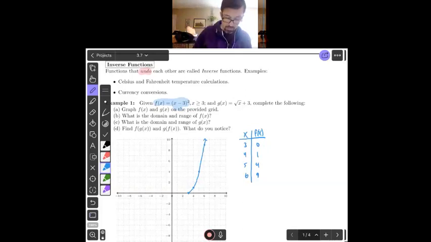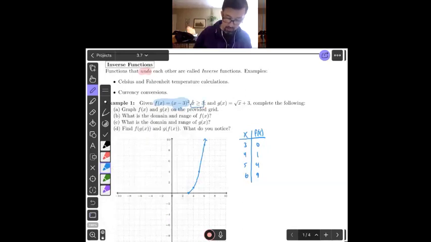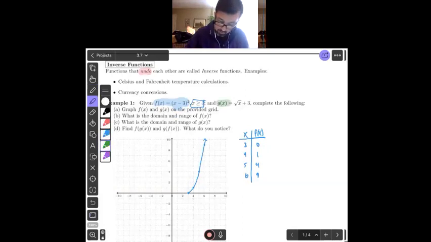Okay, so there's that function with its domain restriction. That's what that's called here, a domain restriction. So it'll only let us use certain x values. Let's talk about this function here.